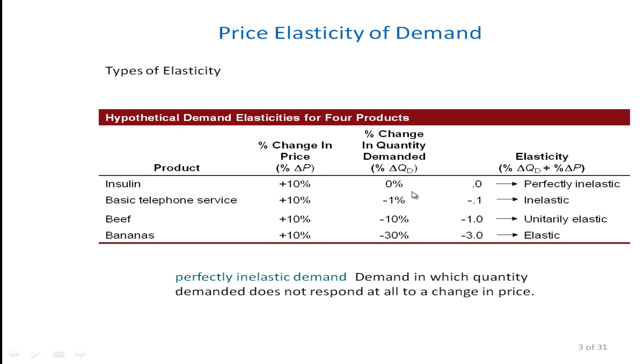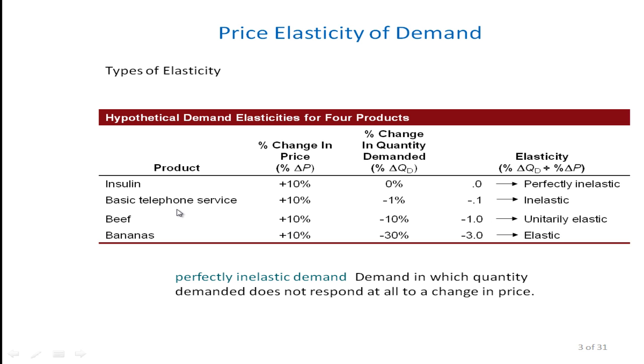Why? Because if you're a diabetic, you need insulin to live. And if you're not a diabetic, you don't really care what the price of it is. You're not going to buy it anyhow. We refer to this as perfectly inelastic, or an elasticity of 0, right? Percentage change in Q is 0 divided by 10 gives us something that's perfectly inelastic.